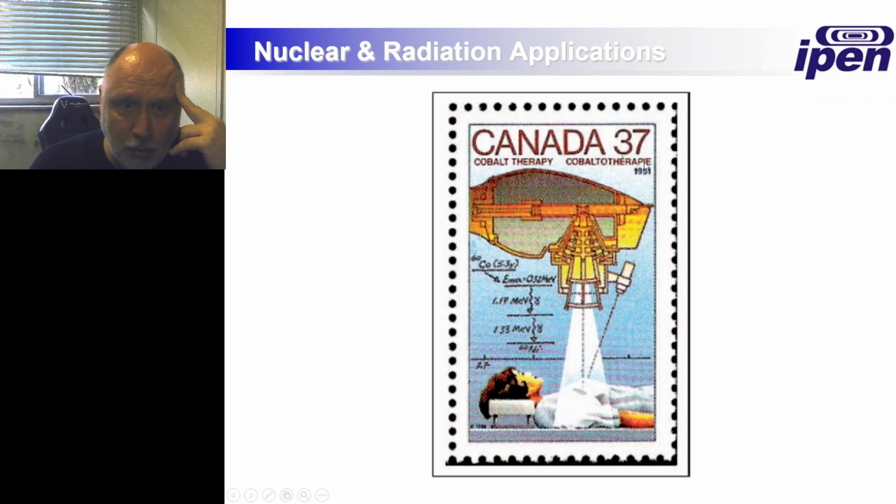You see, in 1951, there was cobalt therapy, as they called it, or cobaltotherapy. It's using a cobalt-60 source, and it's interesting because this is a postal stamp, and there was the decay scheme of cobalt-60 here. They would use cobalt sources to irradiate tumors. As I said, we changed that for X-ray machines now.